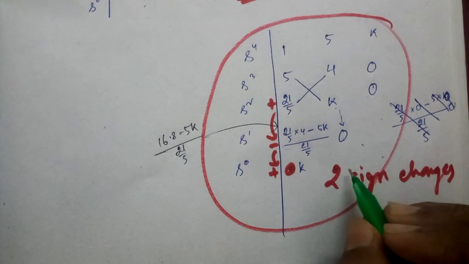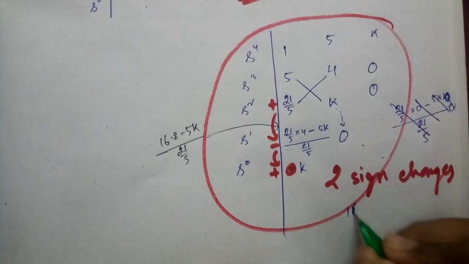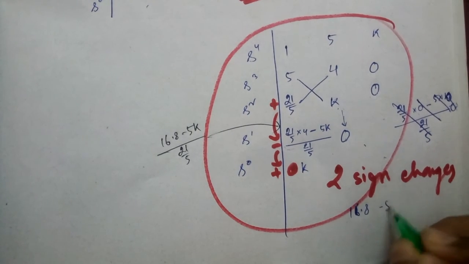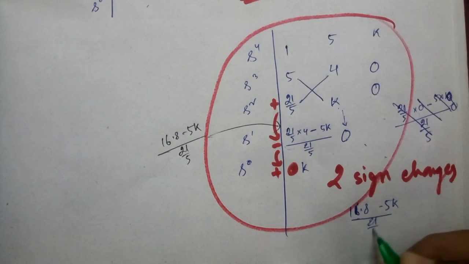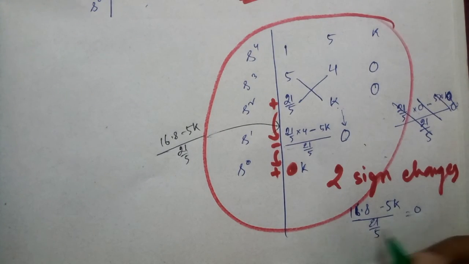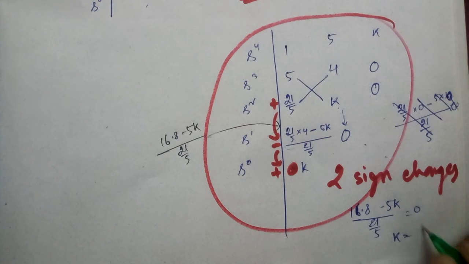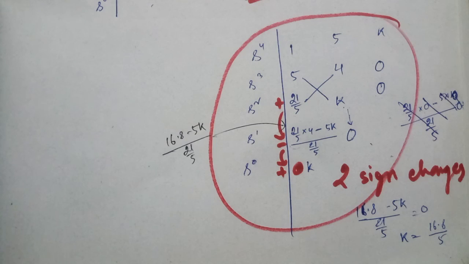So if I take the marginal stability condition, then 16.8 minus 5k by 21 by 5 is equal to 0. This will be 0 because this is already 0, so this is multiplied by 0. So k, I am directly writing, is 16.8 by 5. So this is the answer. The questions come like this and this is the answer.